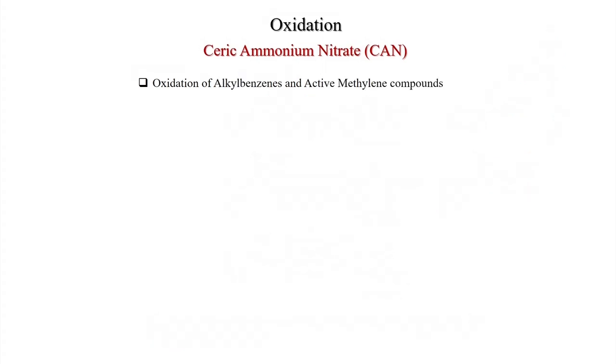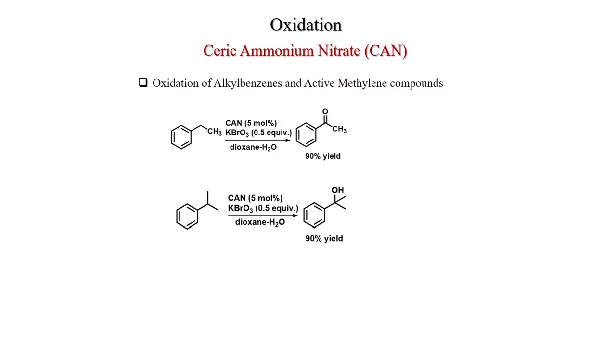Oxidation of alkyl benzenes and active methylene compounds. Under certain conditions ceric ammonium nitrate also oxidizes alkyl benzenes. Like here ethyl benzene is there, ceric ammonium nitrate 5 mole percent, potassium bromate 0.5 equivalent, in dioxane-water you get acetophenone in 90% yield. Also isopropyl benzene, because there are 2 methyl groups, under this condition selectively only the tertiary alcohol is formed in 90% yield, with ceric ammonium nitrate 5 mole percent, potassium bromate 0.5 equivalent in dioxane-water.